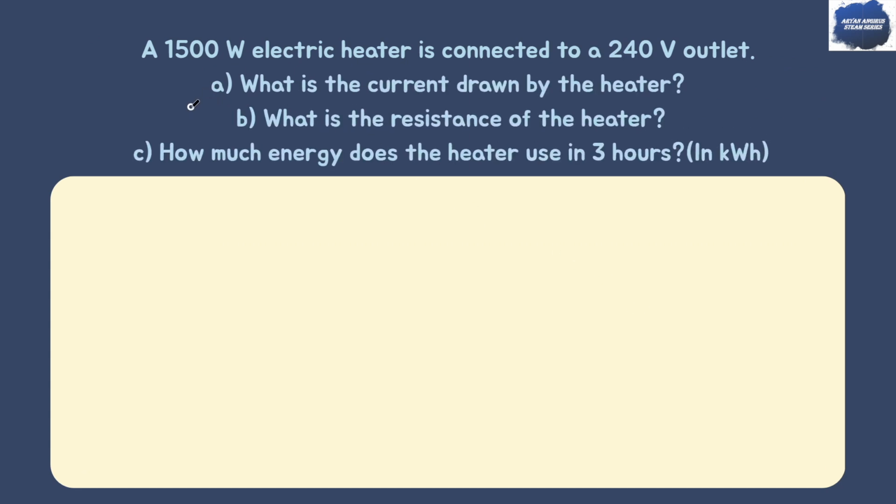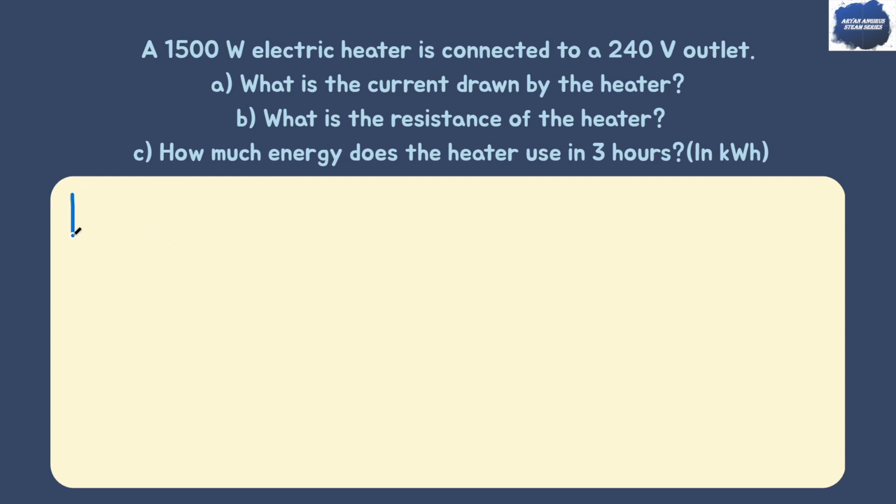Right. Now this one seems a little tricky. So a 1,500 watt electric toaster is connected to a 240 volt outlet. What is the current drawn by the heater? What is the resistance of the heater? How much energy does the heater use in 3 hours in kilowatt hours? Whoa, that's quite a lot. All we need to do is break it down and take it step by step.